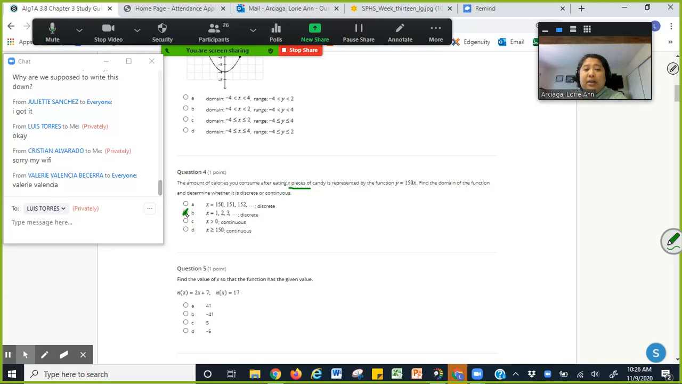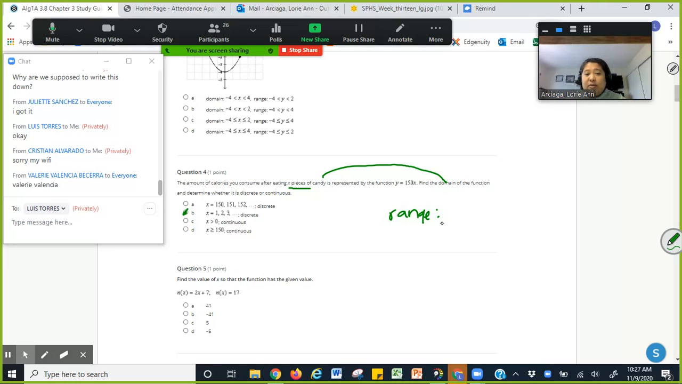Okay, so how might this problem change? Here they're asking you to describe the domain, which is the number of candies, right? But if they're asking you for the range, it's different. According to the function, for every piece of candy, you're consuming 150 calories. So the range is different. It won't be 1, 2, 3, but when you multiply 1 by 150, 2 by 150, 3 by 150, that's going to be different.